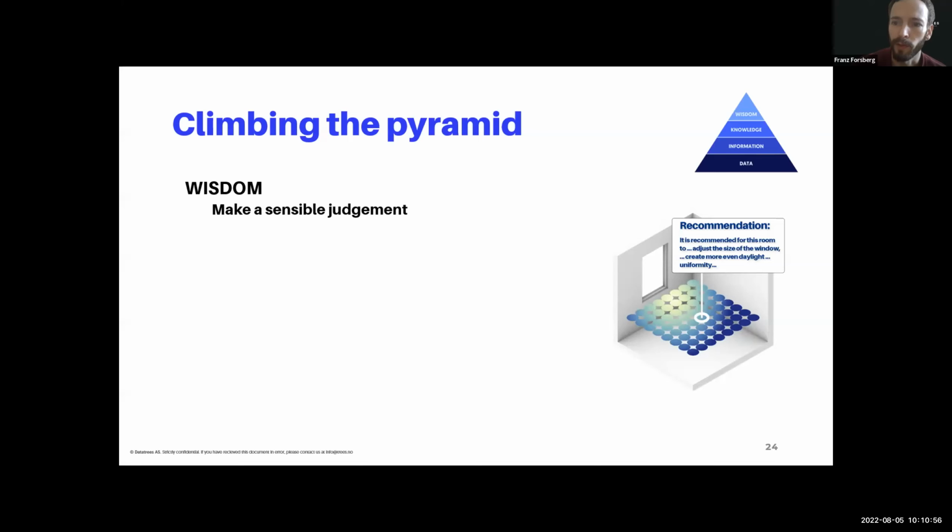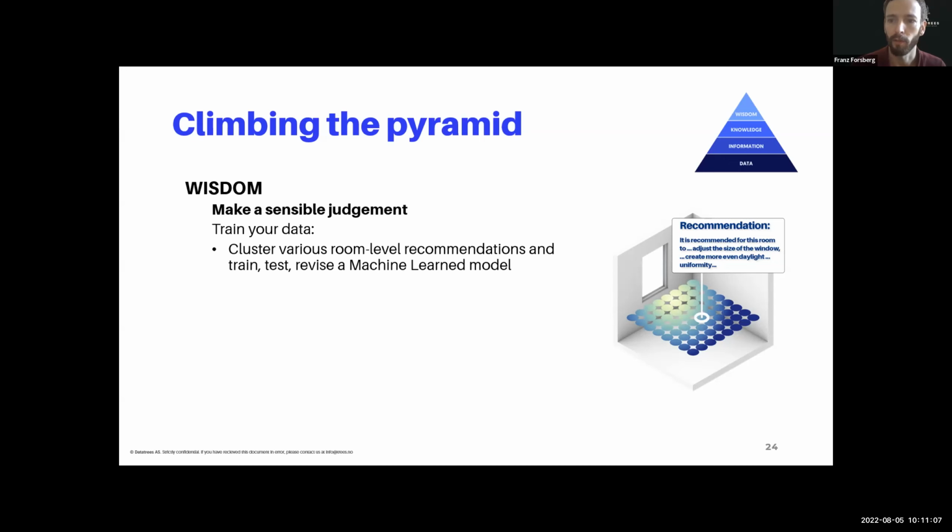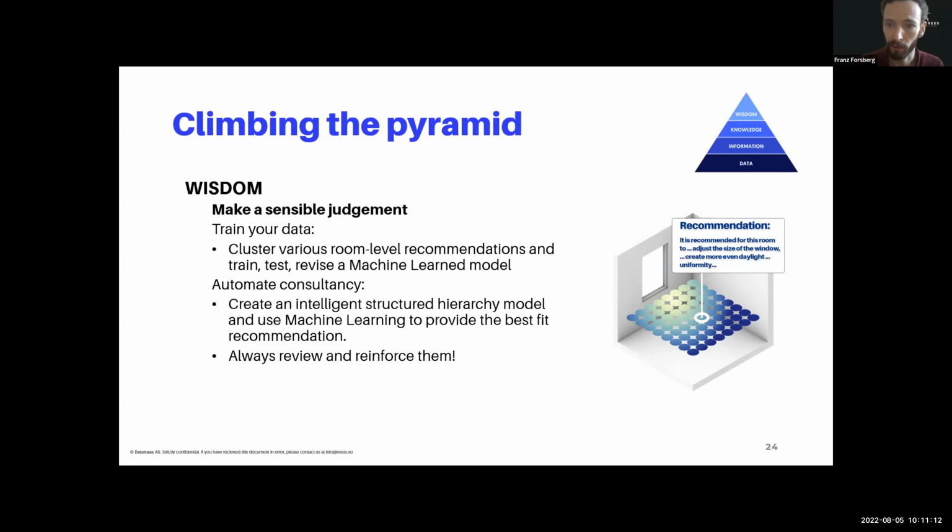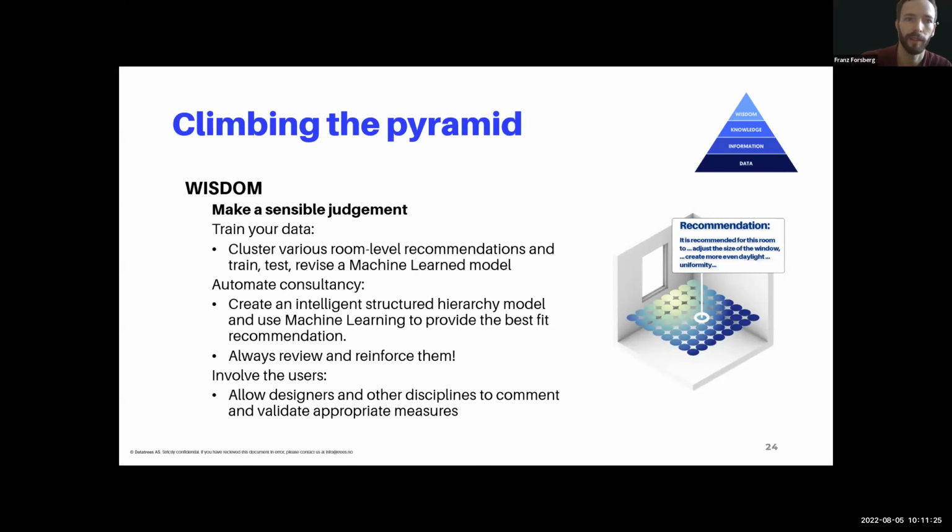And the last step, about wisdom, is about making a sensible judgment. And this is what humans are good at, but how can Albert possibly make a sensible judgment? Well, if we cluster different room level recommendations and train our data properly with machine learning, Albert could do the heavy lifting of the consultancy. Of course, it's important for us, the teachers, the daylight professionals, to always supervise and eventually correct Albert's recommendations. Involving the user, of course, is key to the success of a collaborative platform.